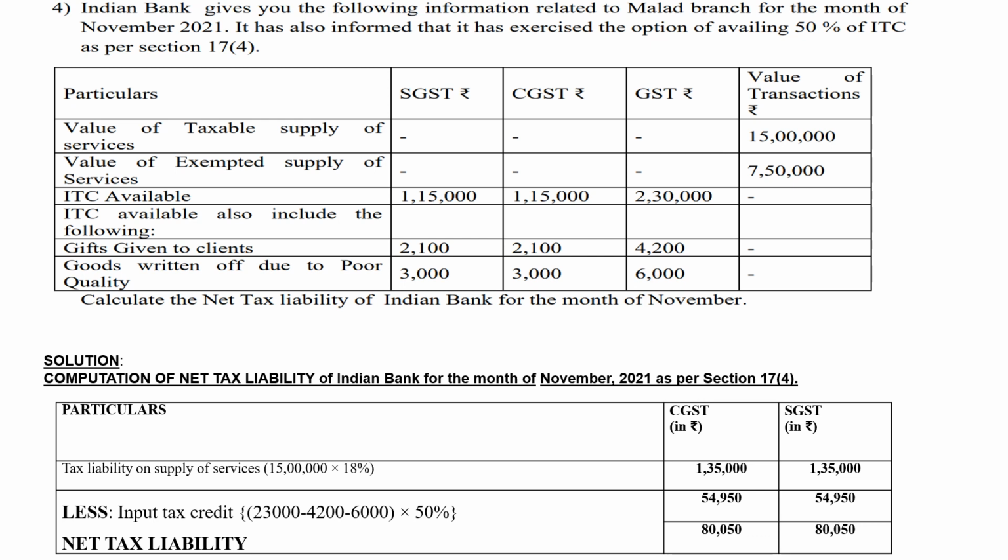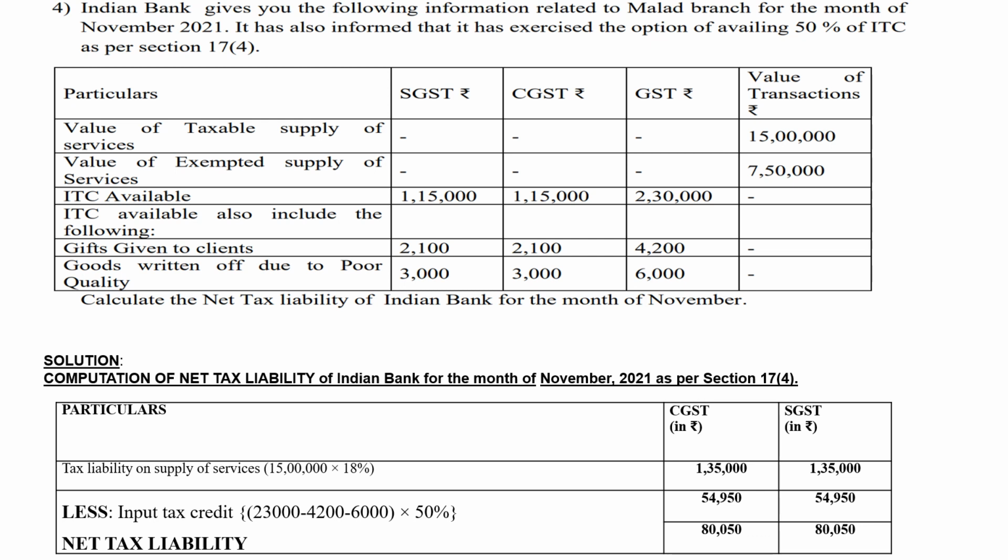So tax liability on supply of service is 15 lakh into 18%. GST rate here is 18%. So 1,35,000 in CGST and 1,35,000 in SGST. Then we have input credits. Here the information is given: it has informed that it has exercised the option of availing 50% of ITC as per Section 17(4).